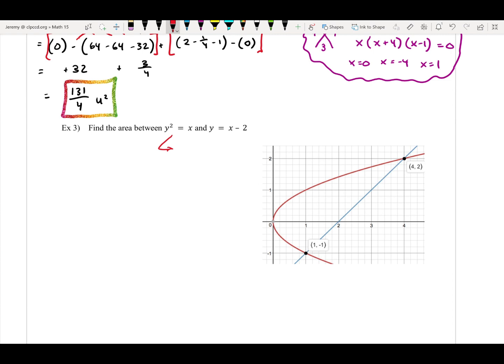differentiation, because this equation right here, y squared equals x, implicitly defines two functions in x. Because we can solve for y by taking the square root of both sides, and we get y equals plus or minus the square root of x. So really there are these two functions that come out of this. Y equals negative root x and y equals positive root x.